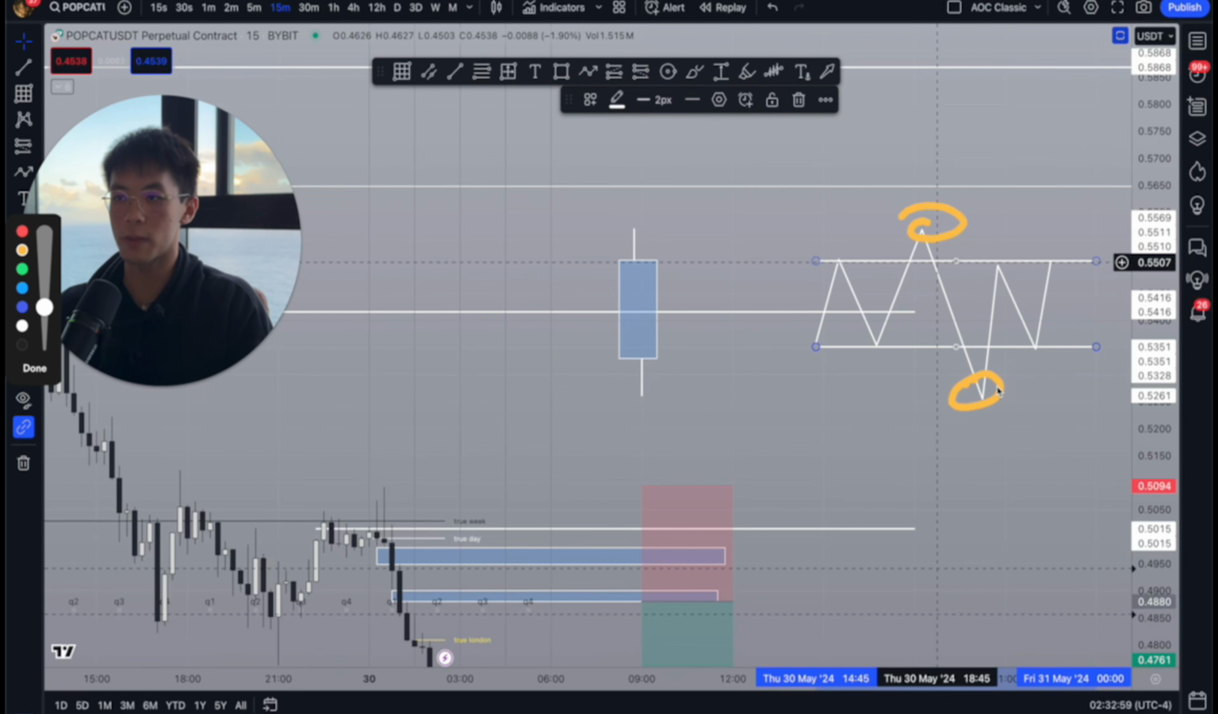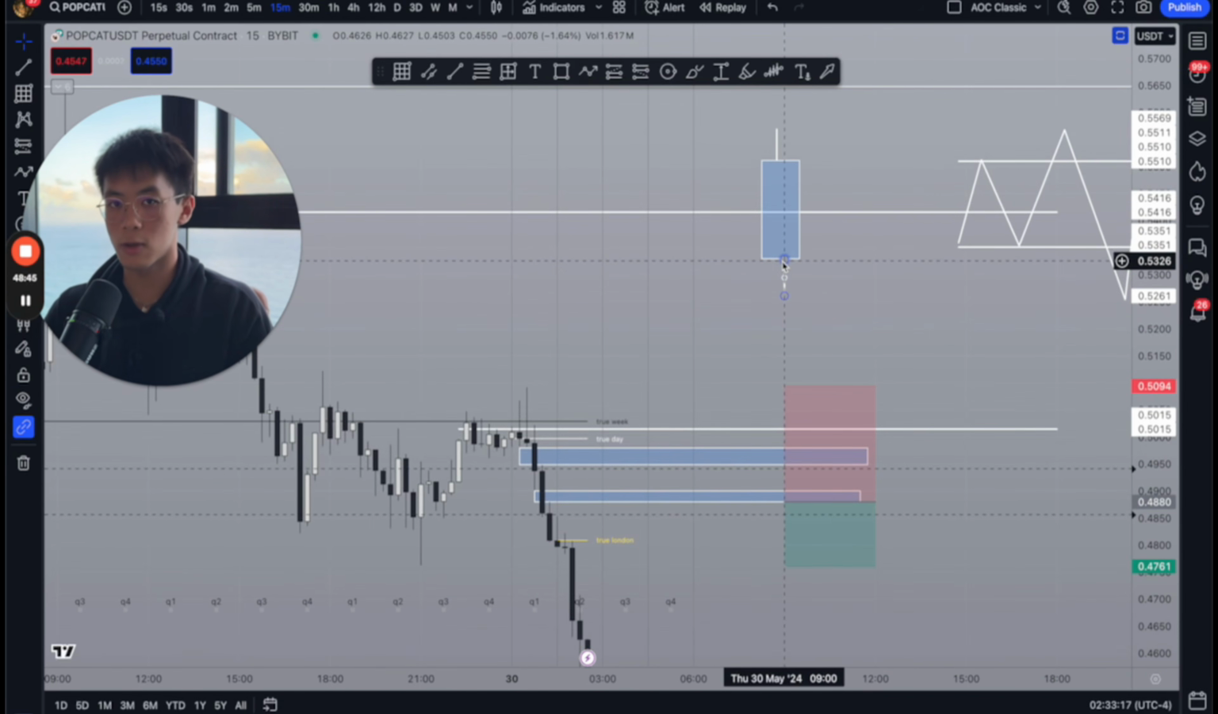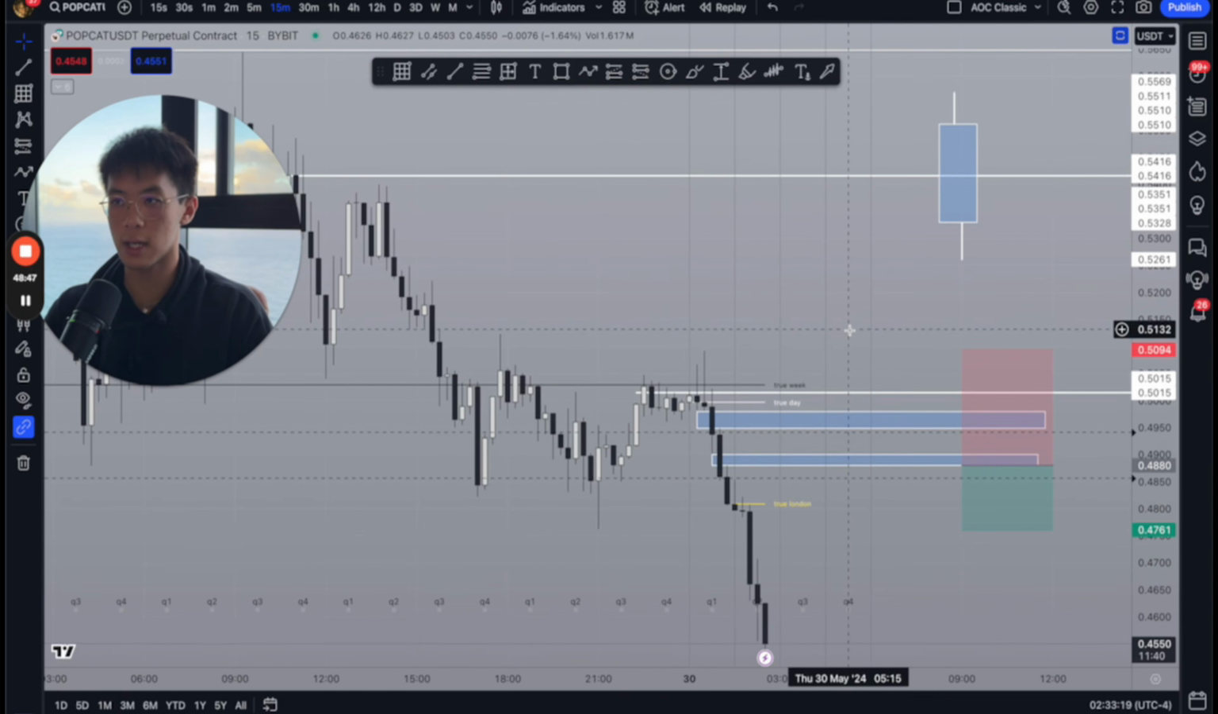Meanwhile, the wicks are super easy to manipulate, especially if you're a market maker with billions of dollars at your disposal. Wicks are really easy to create, right? Wicks are the easiest way to manipulate retail traders into thinking that they have some kind of meaning, when in reality, most of the institutional volume is concentrated in the bodies.